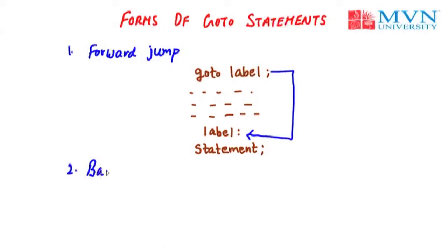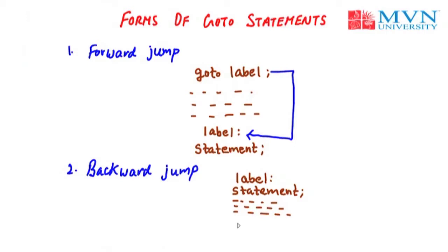The second is the backward jump. In this, we first write the label, then the statement, then other set of statements, and then the go-to keyword with the label. Here the control flows from the go-to keyword to the label.